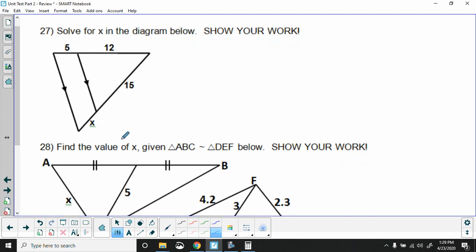Solve for x in the diagram below. Guys, if you were to just tilt this triangle up, it kind of looks like that last one, like that. And again, see, 12, 5, 15, x. Again, it's literally set up like a proportion. 12 over 5.